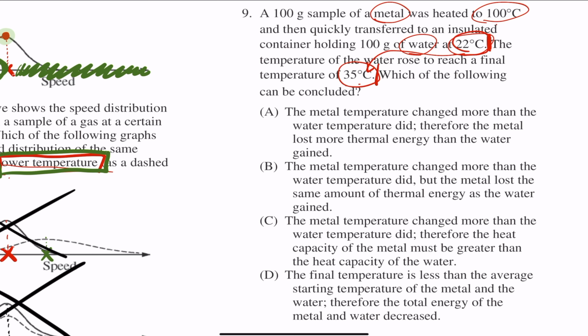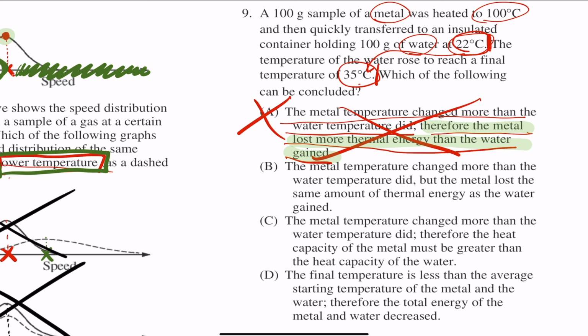A: the metal temperature changed more than the water temperature did, therefore the metal lost more thermal energy than the water gained. I don't know about the first part, but the second part is absolutely false, and that's what makes it false, because it says the metal lost more energy than the water gained. That just breaks the whole law of conservation of energy. Energy is neither created nor destroyed. So if the metal gave off a certain amount of energy, then the water should have gained that exact same amount of energy. So that's why A is wrong.